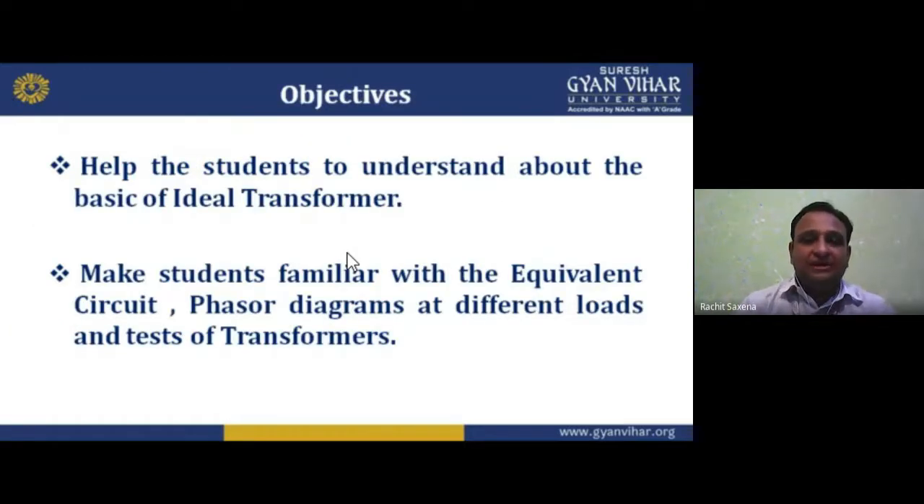Now, as I start the lecture, there are some objectives. The first is to help the students understand the basics of the ideal transformer. What is the ideal transformer? Where do we use it? What is the difference between ideal and practical? That is the objective, the motto. Then make the students familiar with the equivalent circuit, that is, the electrical equivalent circuit, phasor diagrams at different loads, and tests of transformers. We are going to discuss all these things later in this lecture. So I am moving forward.